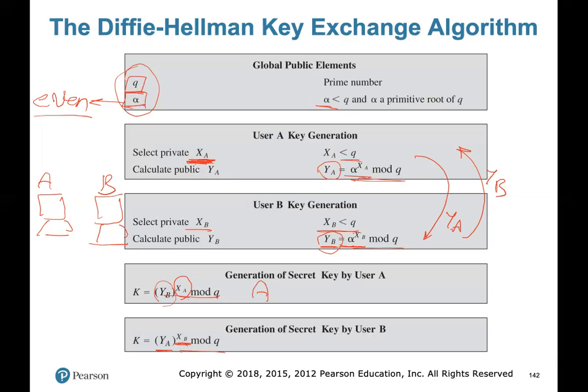And the interesting part is this: YB to the power of XA, which is being calculated at the Alice side, equals YA to the power of XB, which is being calculated at Bob's side. And this is going to be the key that they are going to agree upon and they will be using hereafter.